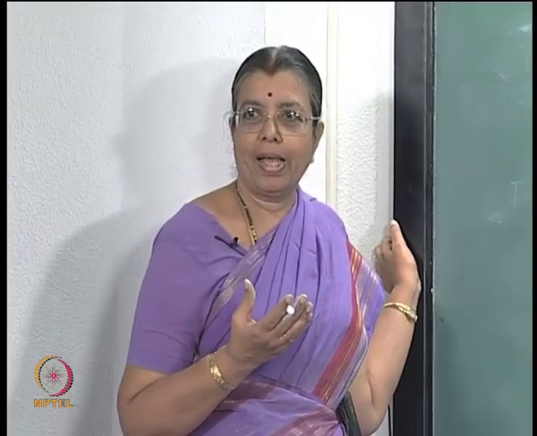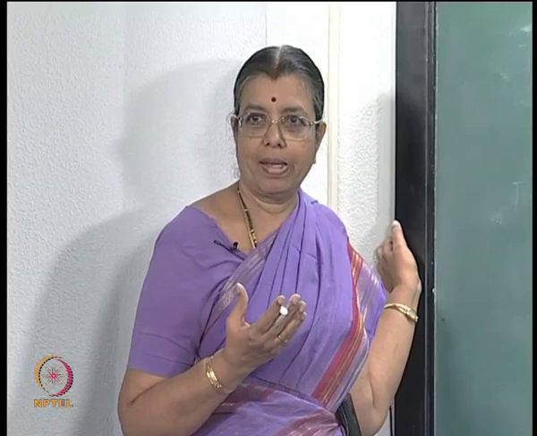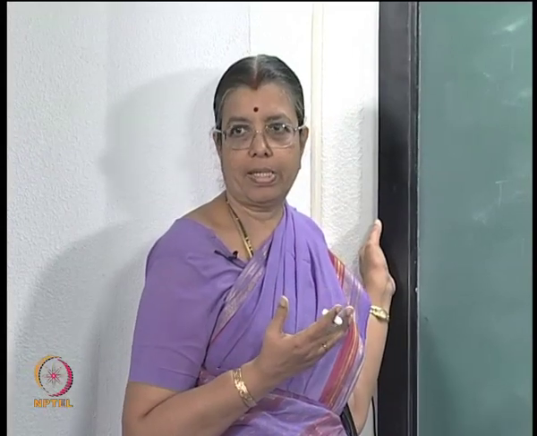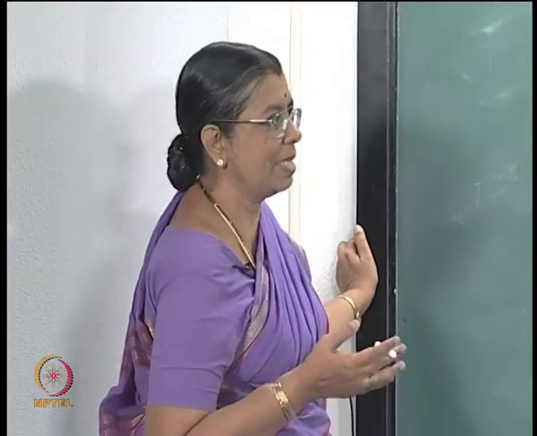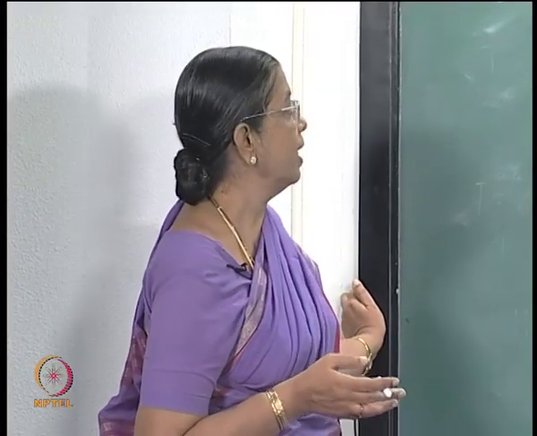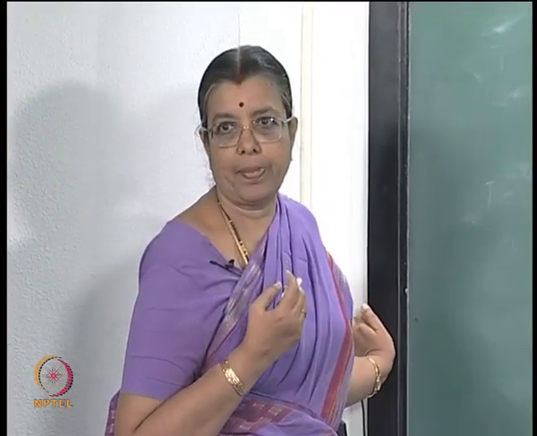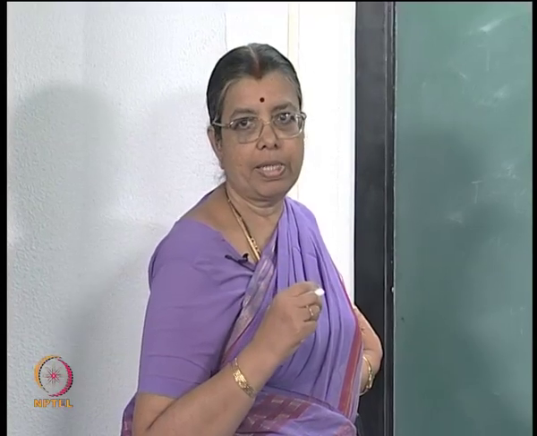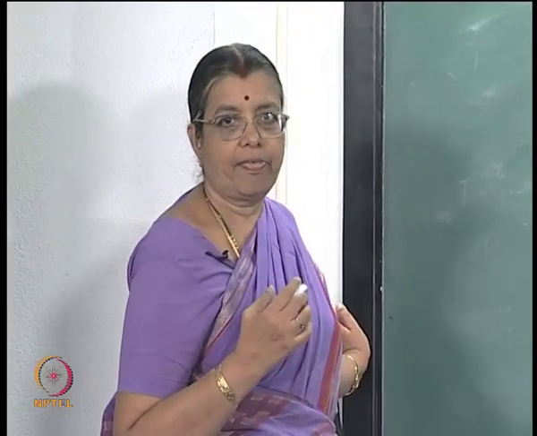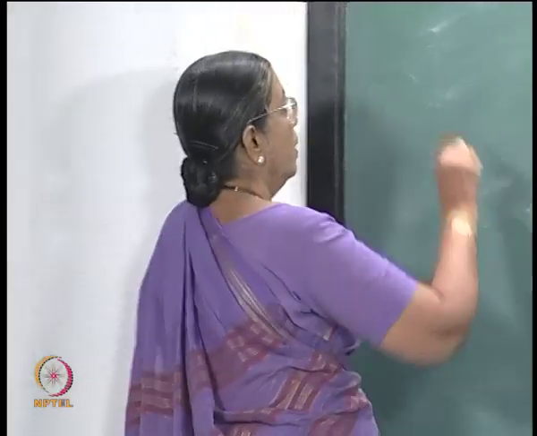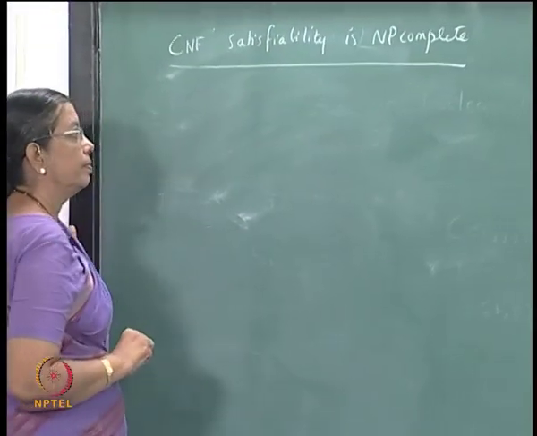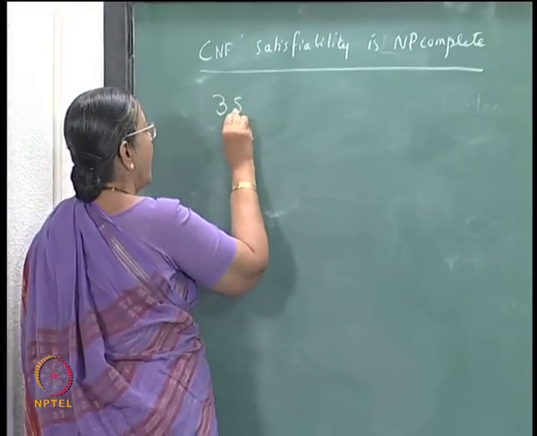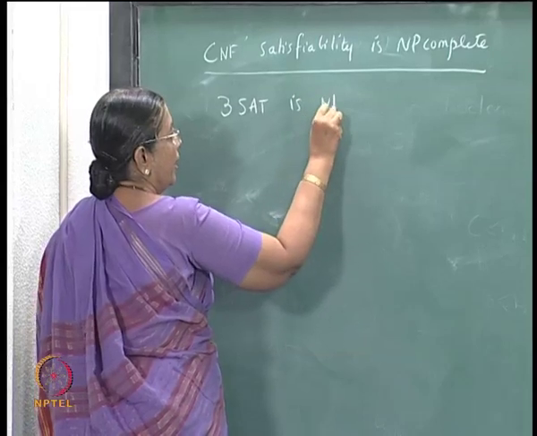So the length of W naught is still again a polynomial in n. We had p cubed n, maybe the constant factor will get slightly affected. So the same proof with slight modification you can use for showing that CNF satisfiability is NP complete. Now we are assuming that the given Boolean expression is in CNF, then 3 SAT is NP complete.